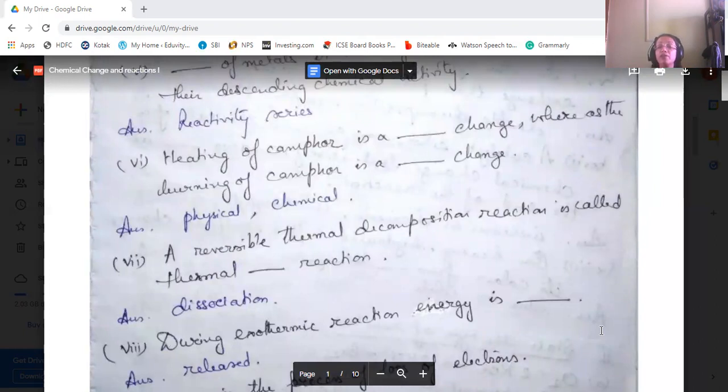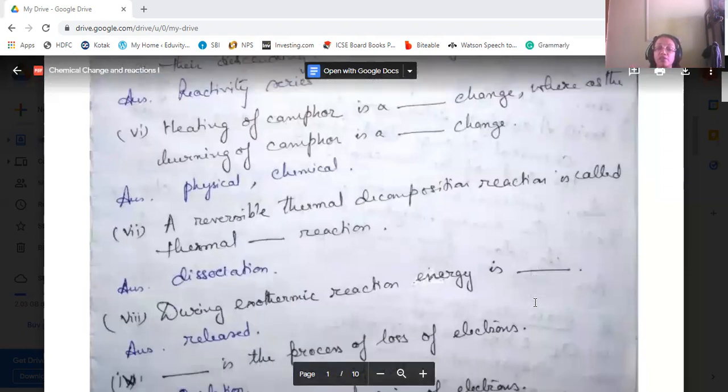Okay, during exothermic reactions, energy is released. Exo means coming out. Thermic means heat. So heat coming out in the reaction, where heat comes out, that is, heat is released. Okay, energy is released. That is exothermic reaction.